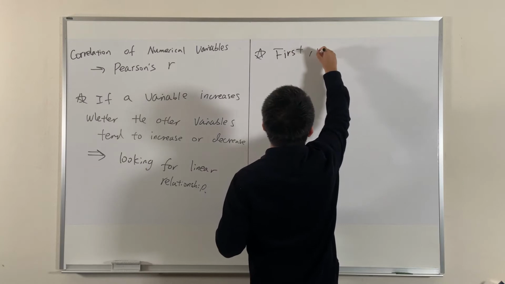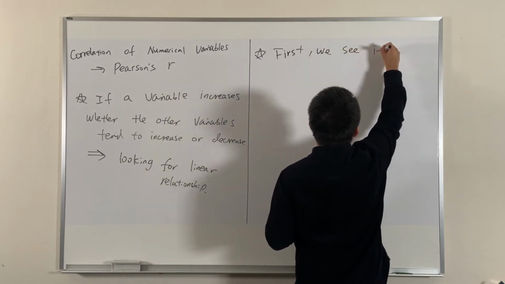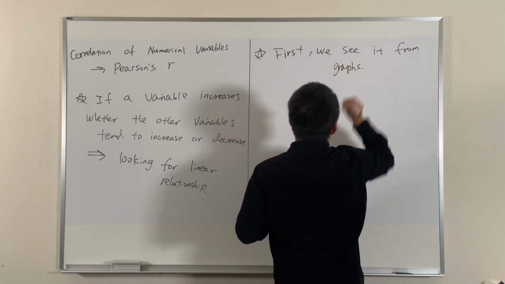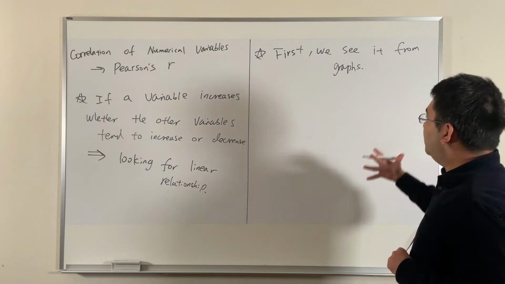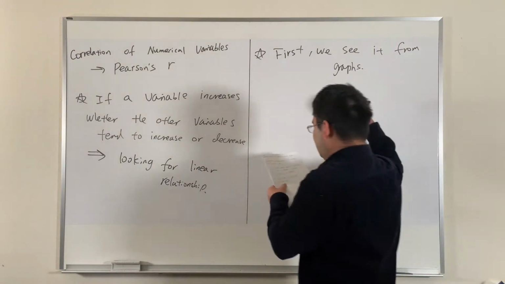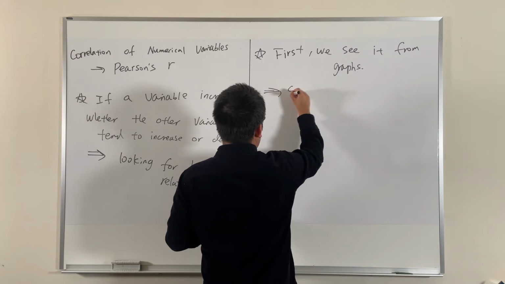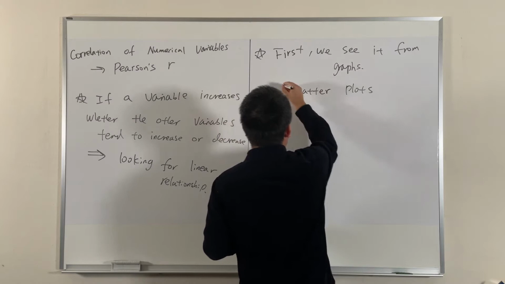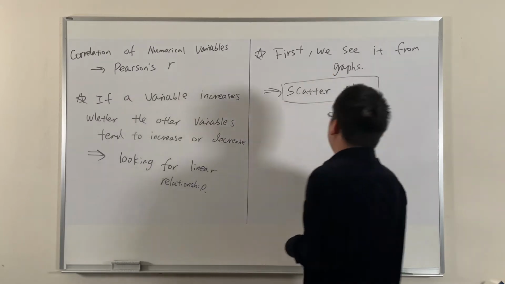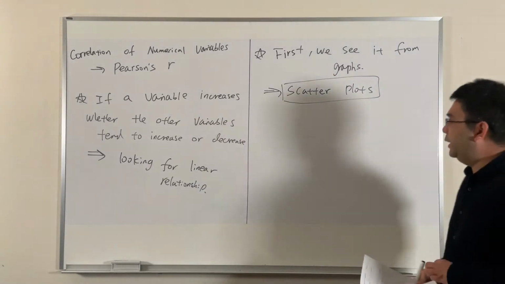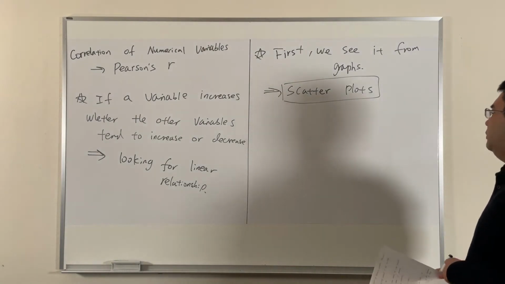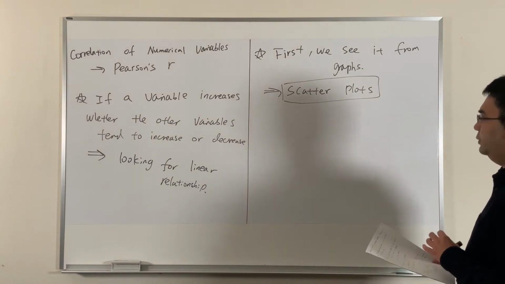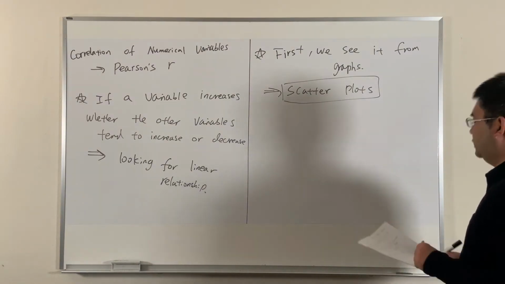Okay. So we're going to first see it from graphs. When we say we see it from graphs, the name for this type of graph is called scatter plots. So we'll be looking at scatter plots. Okay, so this is the new term that we see, scatter plots. Let me go ahead and give you an example to demonstrate how you'll see from the scatter plots to make your conclusion about the correlation.